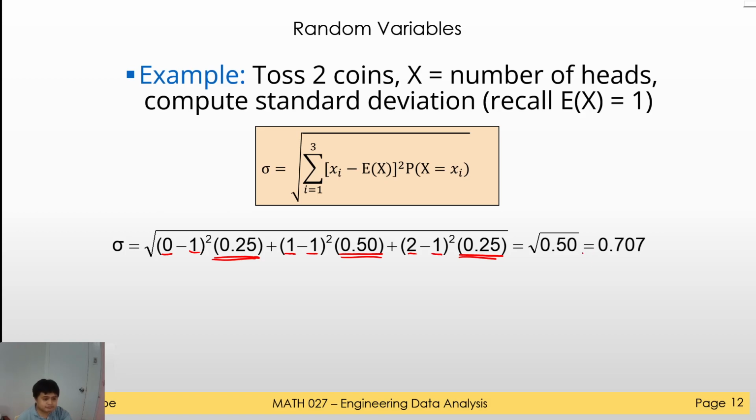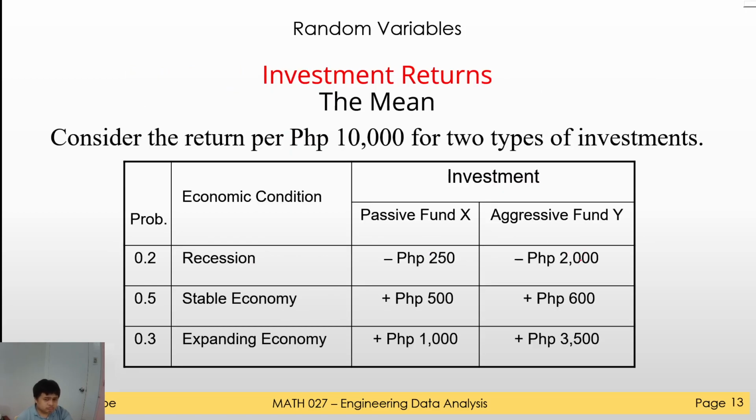Okay, so that's it. So we can apply this in investment, no? And we have this example wherein, let's say we want to invest 10,000 pesos, and we want to decide on two options, no? We have the passive fund and the aggressive fund.